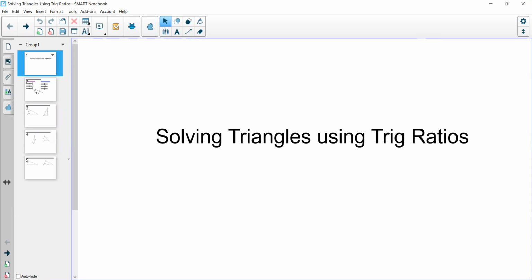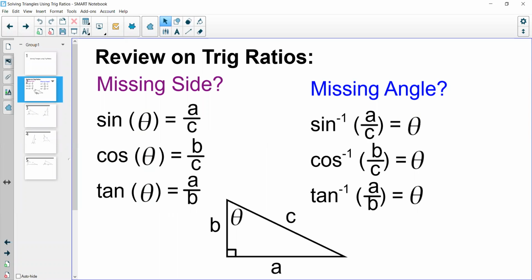So let's take a look at some of these trig ratios that we've been reviewing and how we can use them. If we're missing a side and we need to find a side, we want to use our typical trig ratios, sine, cosine, and tangent. Now, sine, again, is the opposite over the hypotenuse, cosine is the adjacent over the hypotenuse, and tangent is the opposite over the adjacent. If we're missing an angle, however, we don't want to use sine, cosine, and tangent, but we want to use their inverse functions.